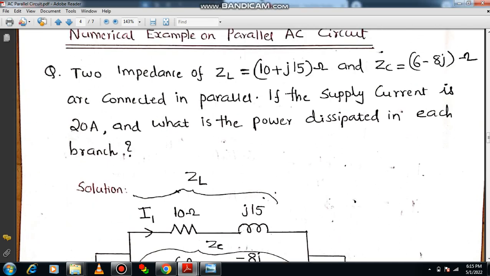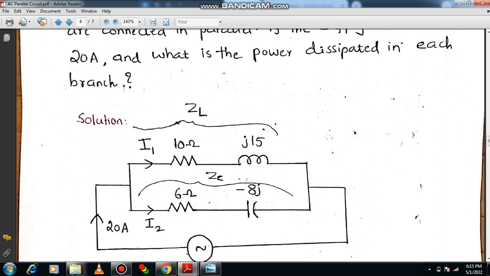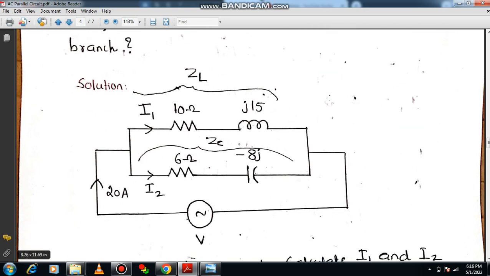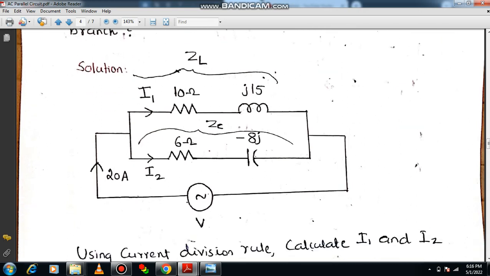Now please see the values of ZL. ZL means 10 plus J15, ZC is equal to 6 minus 8J. Please mark like this. So R is equal to 10 and XL is equal to J15. Similarly, R value is equal to 6 ohm and X is equal to minus 8J. Correct? Total current is 20 amps and V they haven't mentioned.